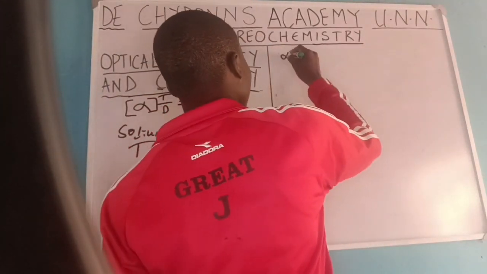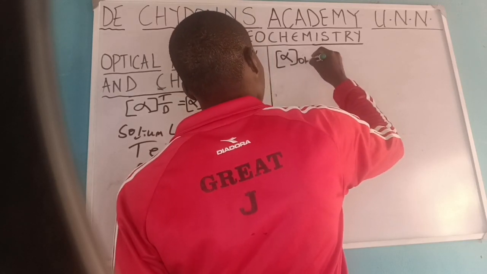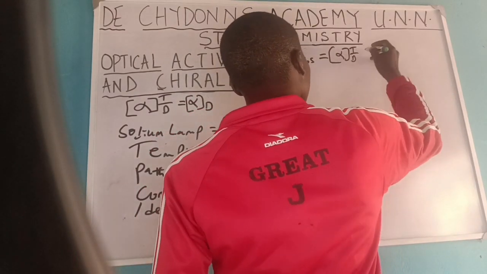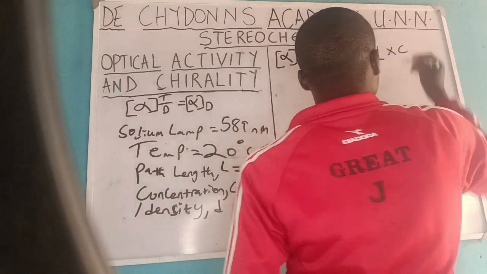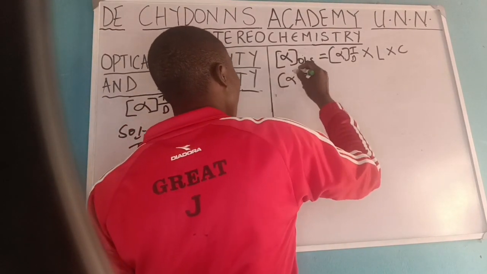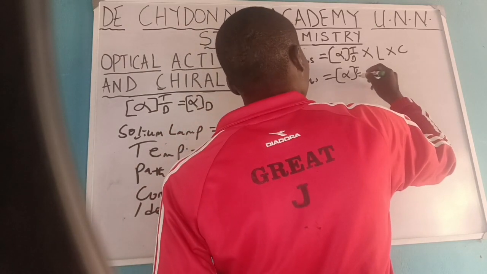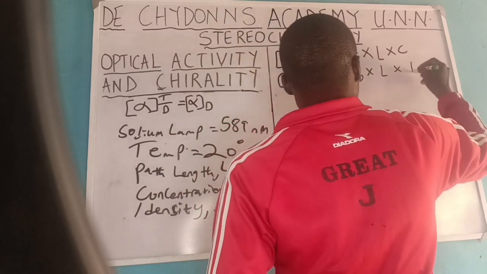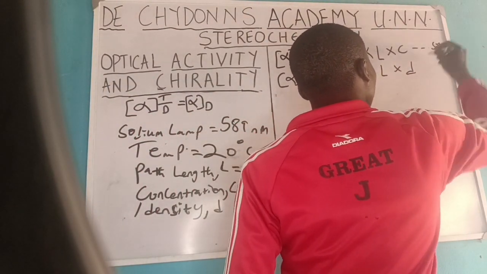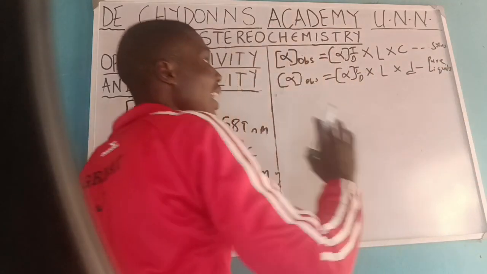So we have that our observed rotation is equal to specific rotation times path length times concentration. That is if it's an aqueous solution. Or we have observed optical rotation and then specific optical rotation times path length times D when it is a pure liquid. Solutions and then pure liquids.